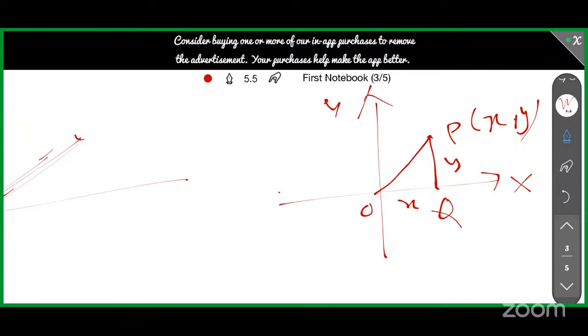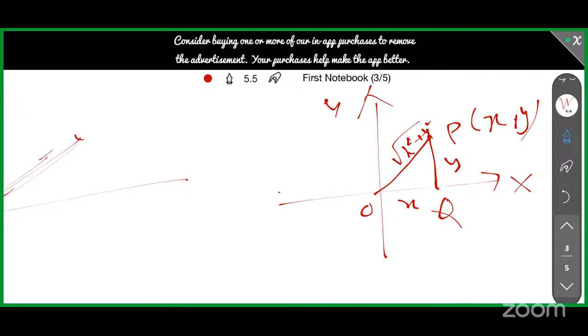This distance is the square root of x square plus y square. Actually, this is basic and we have to do it with complex numbers, but no problem. Since you have not been taught complex numbers yet, I am taking it in the normal way itself.